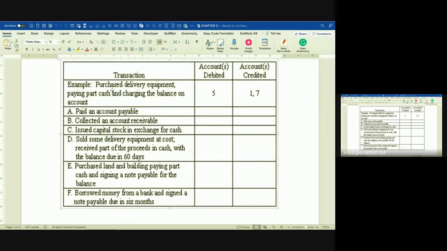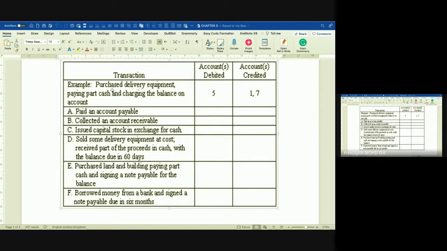And signing a note payable. A note payable is a liability, because it is like a contract that you are going to pay in the future, for a certain period of time at a certain amount of interest. It's a liability, so you credit your note payable. So there are 4 accounts involved. Land and building is an asset increase, so you debit those 2 accounts. Cash decreases, so you credit cash. And note payable increases, so you credit your note payable.